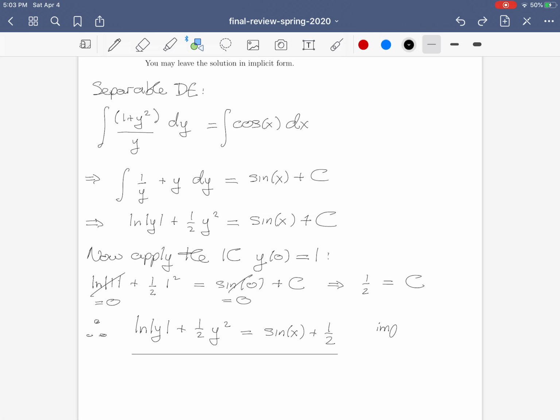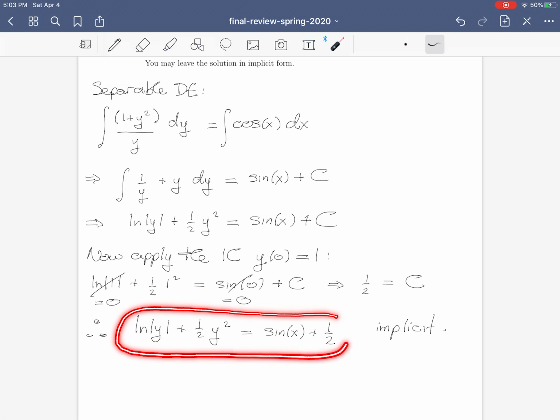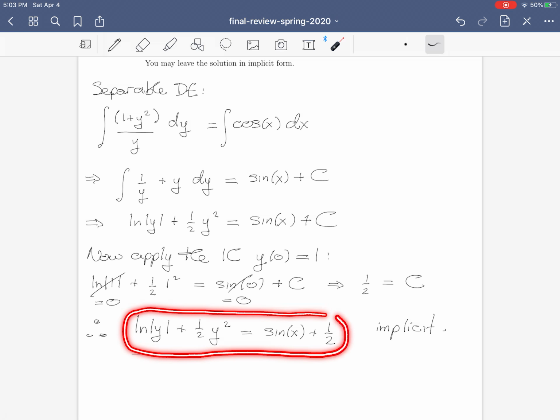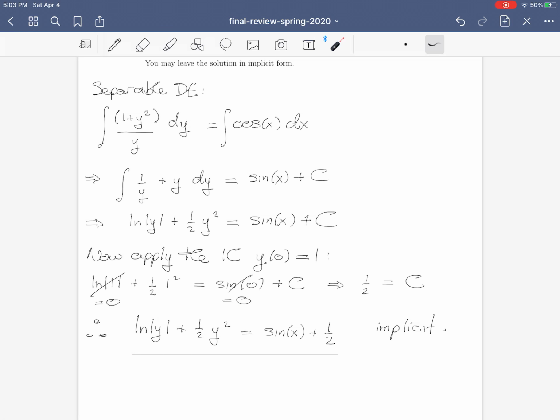As we discussed in lectures, if you look at this equation, normally we would try and solve explicitly for y. That would give us the explicit form of the solution. But it's not clear, and in fact it's not possible, to solve for y explicitly in terms of x, so we leave the solution in this form. This is what we call the implicit form of the solution.